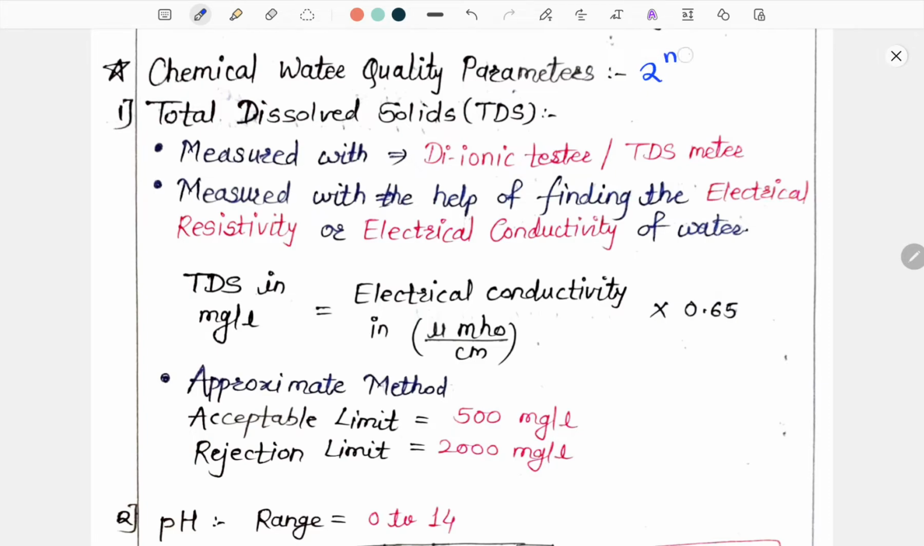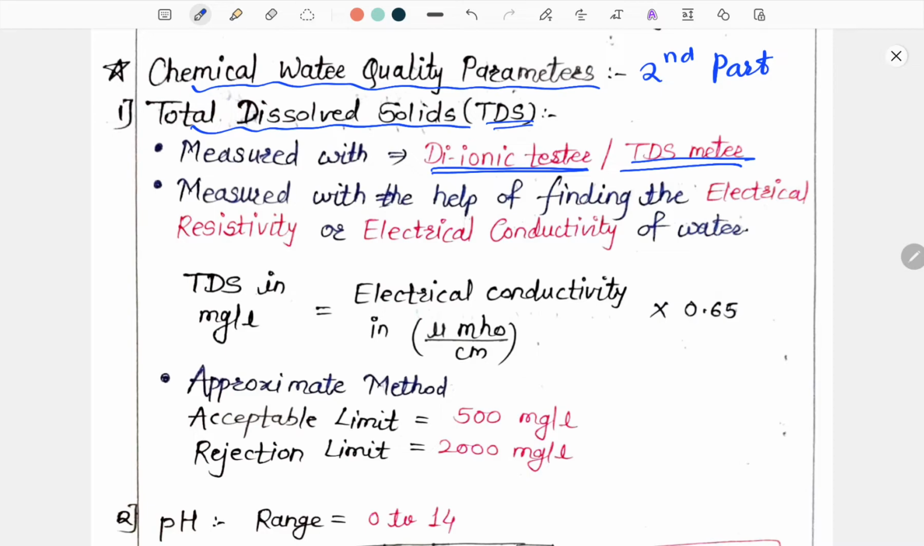In this video we will discuss the second part of the environmental engineering quick revision lectures, which will include chemical water quality parameters. Here firstly we will discuss total dissolved solids, that is TDS. Total dissolved solids is measured with the help of a TDS meter. It is measured by finding the electrical resistivity or electrical conductivity of water. Generally, dissolved solids are present in the ionic form, which allows electrical conductivity.